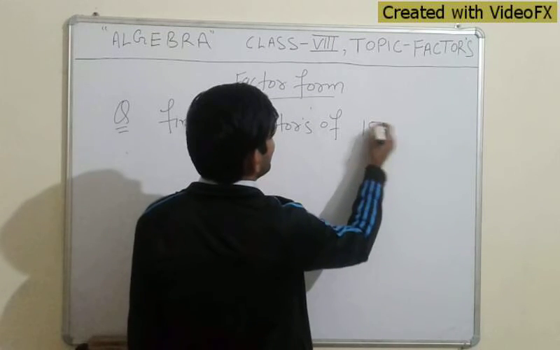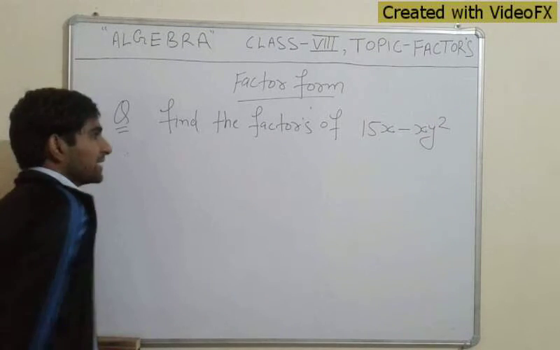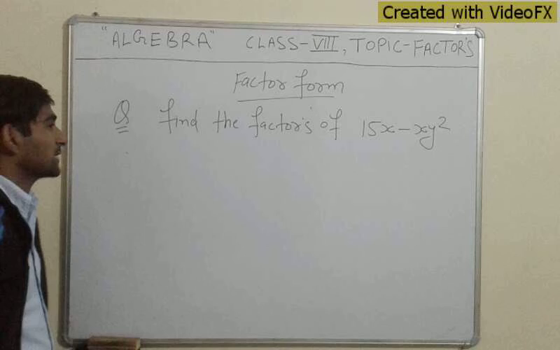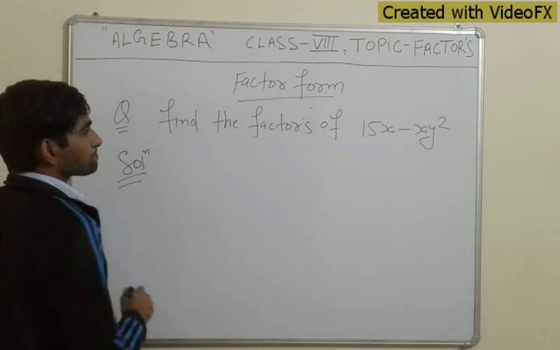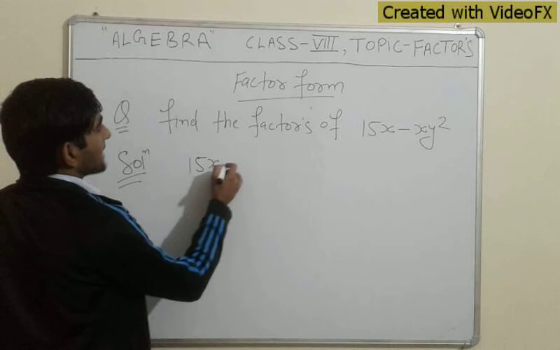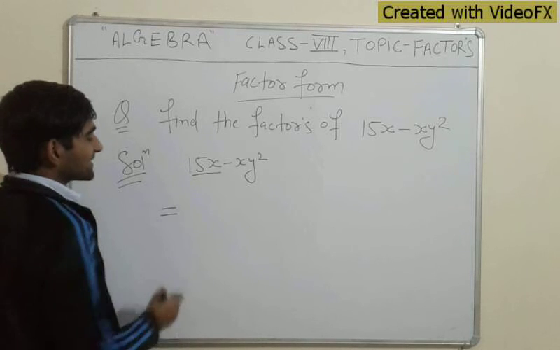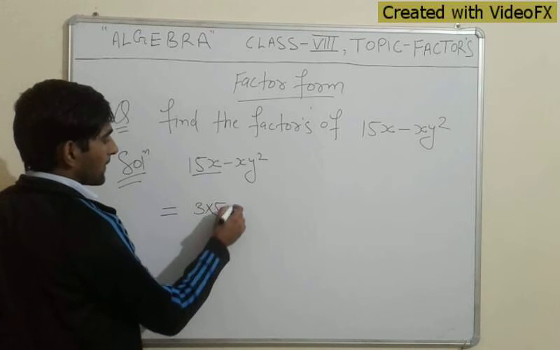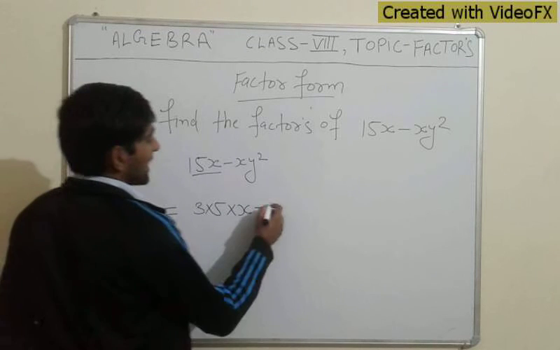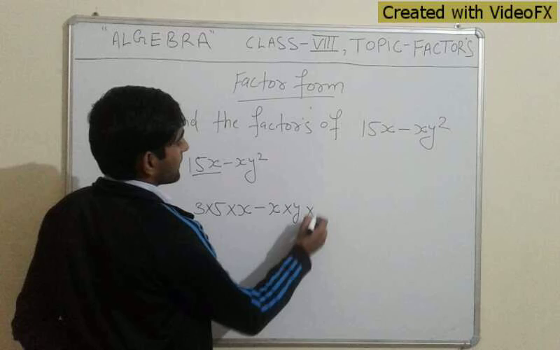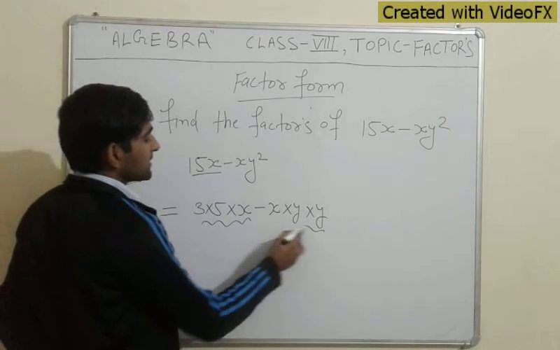Next is 15x minus xy square. In solution, 15x minus xy square. So the factor of 15x is 3 multiply 5 multiply x, and the factor of minus xy square is x multiply y multiply y. Then again, without any confusion, underline these two expressions.